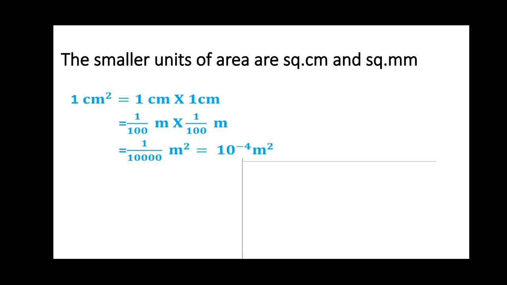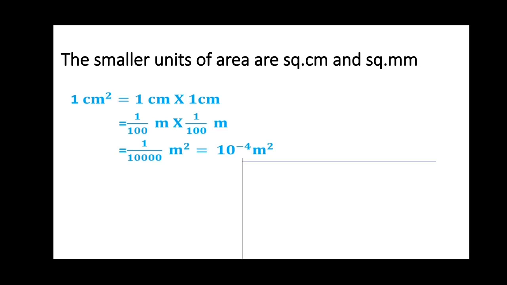We know that 1 meter is equal to 100 centimeter. So we will get 1 centimeter is equal to 1 by 100 meter. Then we will get the answer 1 by 10,000 meter square. Now here you can see 4 zeros in the denominator, so we can write 4 in the power. Since the zeros are in the denominator, we will use a negative notation. That is why we are writing 1 by 10,000 meter square is the same as 10 to the power of minus 4 meter square.